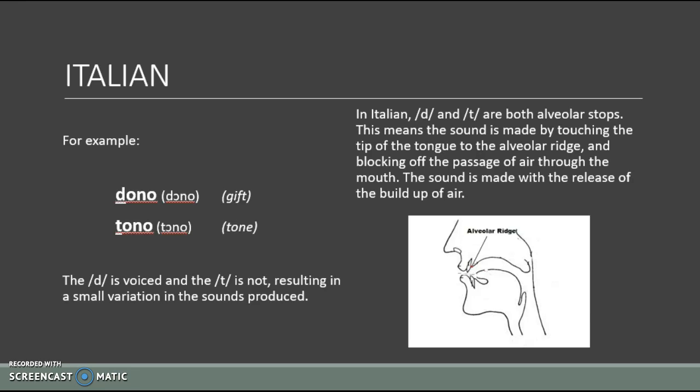Next example, dono and tono. So the D is voiced and the T is not, resulting in a small variation in sound. In Italian, D and T are both alveolar stops. This means the sound is made by touching the tip of the tongue to the alveolar ridge and blocking off the passage of air through the mouth. The sound is made with the release of the buildup of air, so D and T.